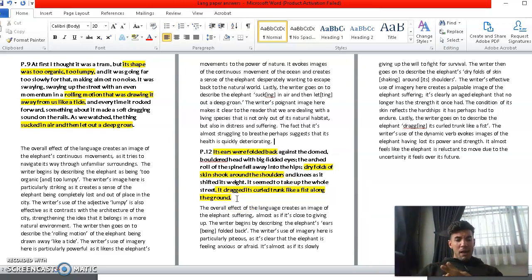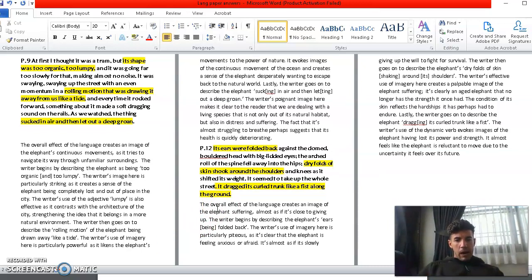Now, hopefully you get from that, we are dealing with an elephant that is suffering, that, as I mentioned in my previous paragraph, it's out of its natural environment. Its health isn't the best. We feel sorry for this elephant, and all of my ideas that I'm going to analyse are going to link to that idea. So let's have a look at the paragraph.